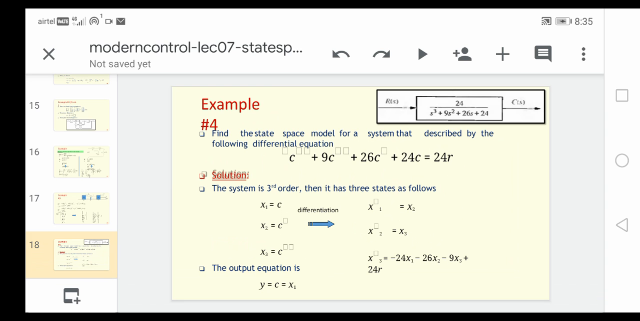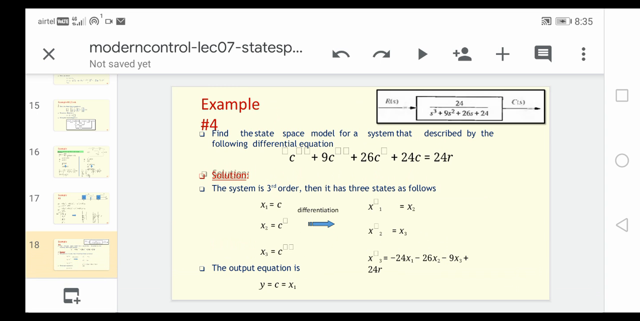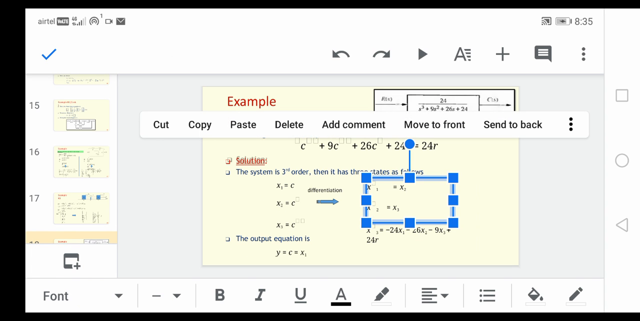This is the transfer function I gave you: c triple dot plus 9c double dot plus 26c dot plus 24c is equal to 24r, where c is the output and r is the input. For the first equation we always consider y is equal to x1, then x1 dot equals x2, and x2 dot equals x3.